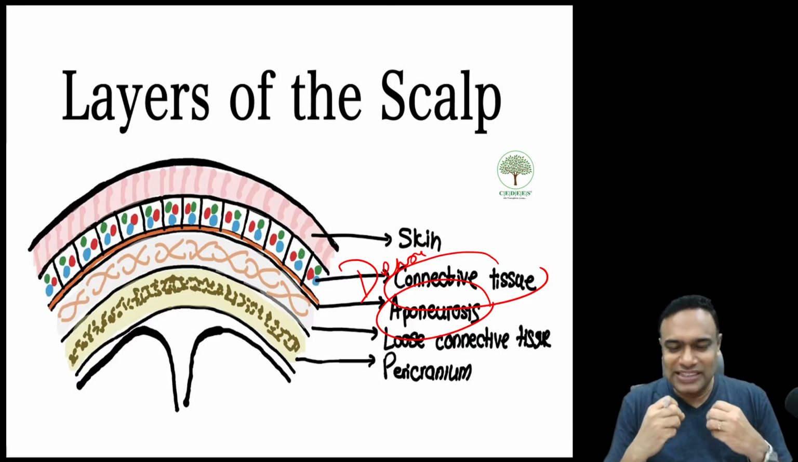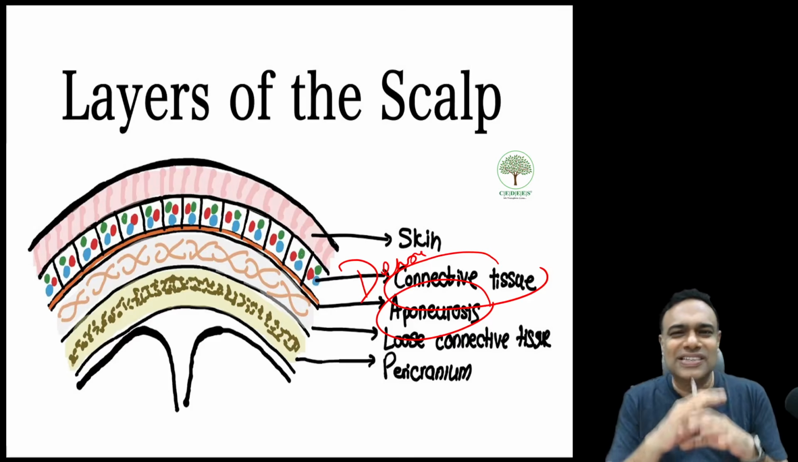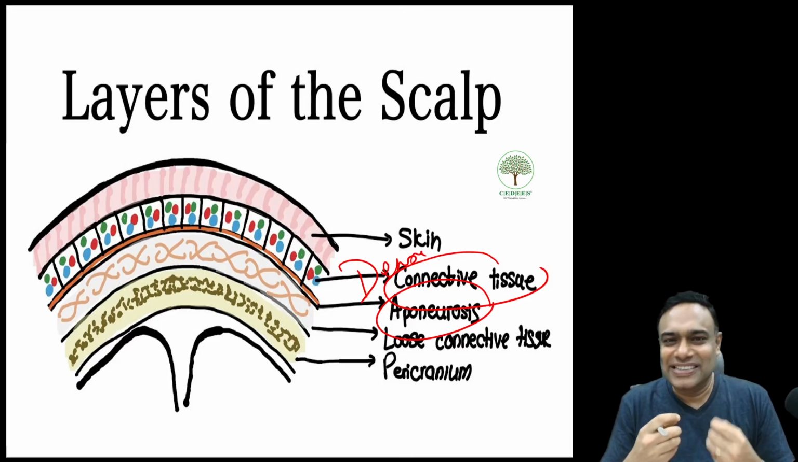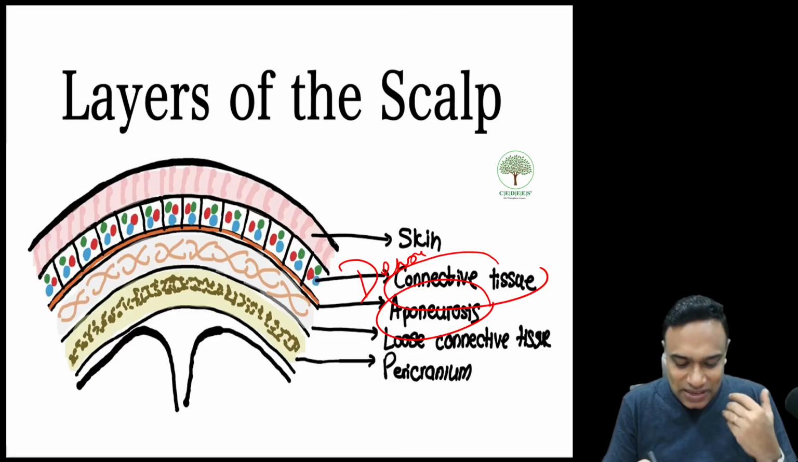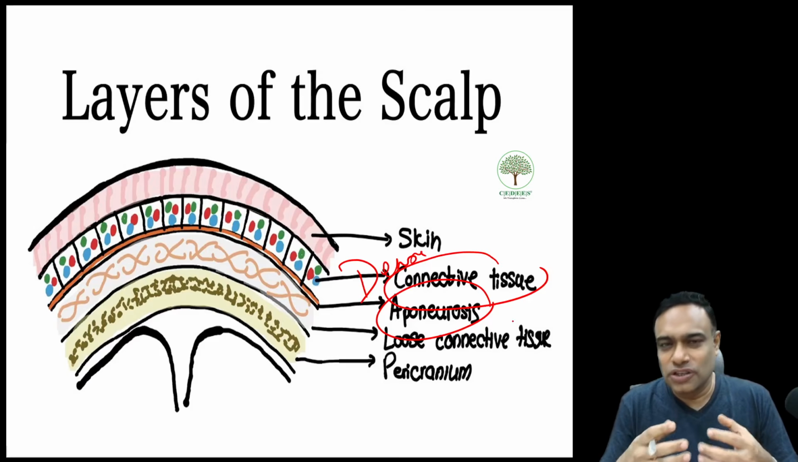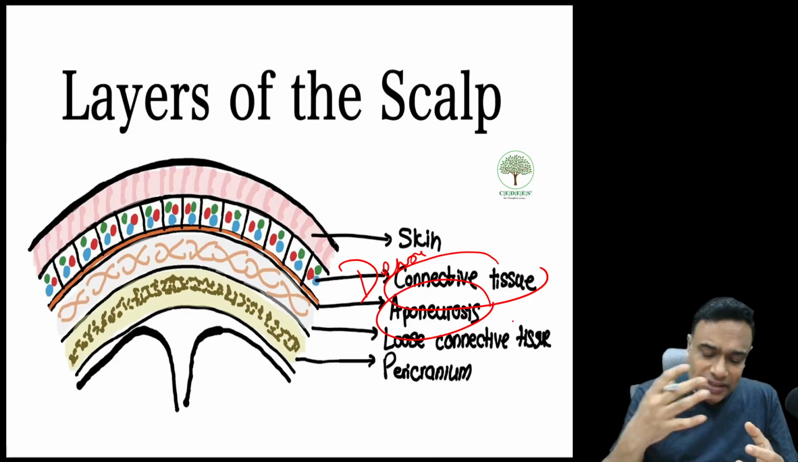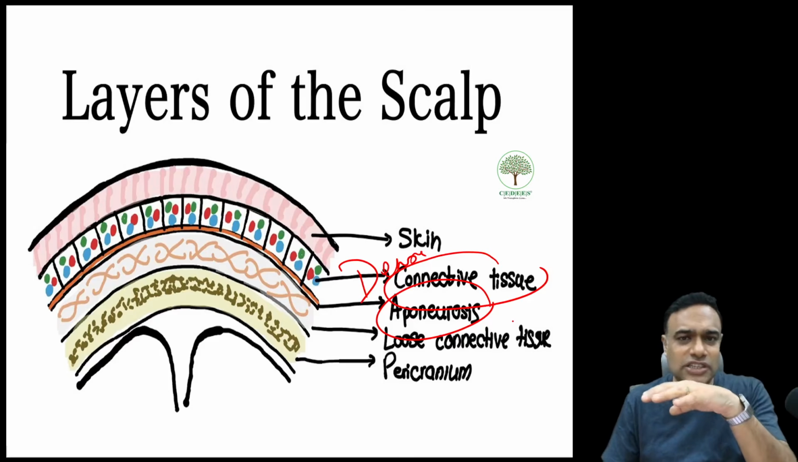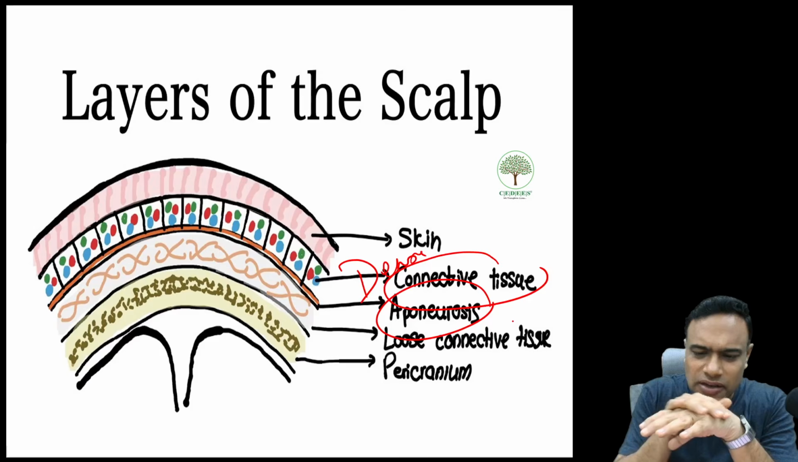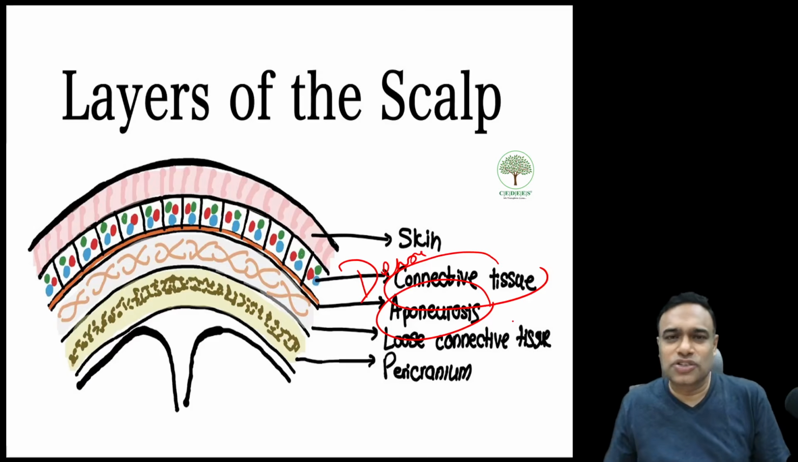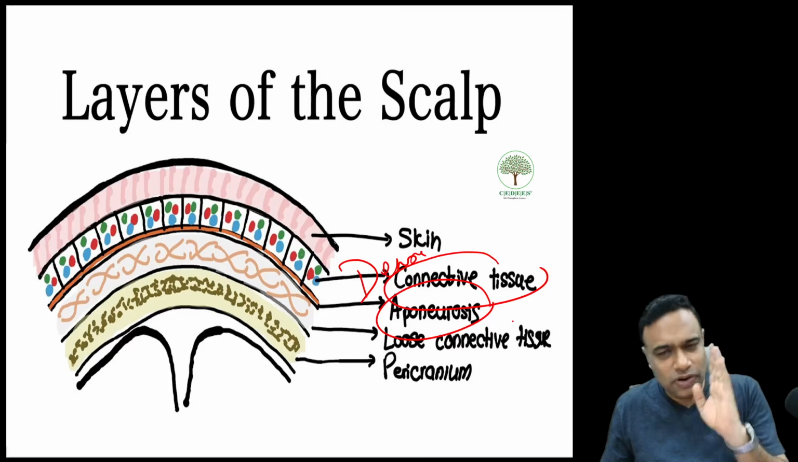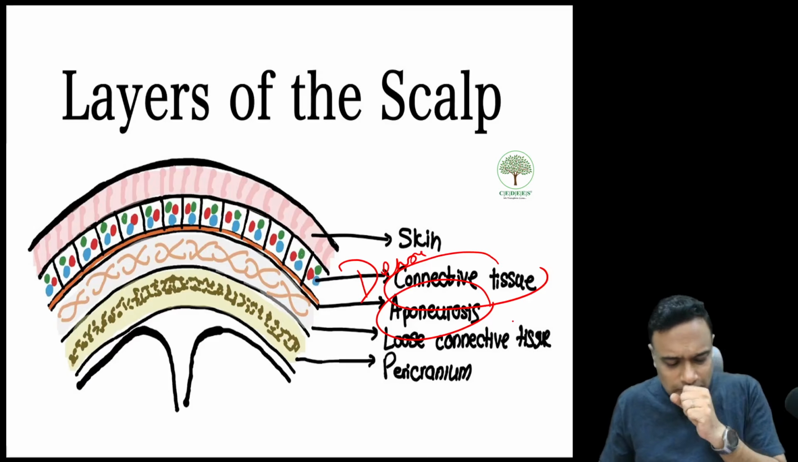So let's try to understand that they all look very simple. It's just disguised like that. But let's try to understand this a little more in depth, okay? Then the fourth layer is the loose connective tissue or the loose areolar tissue. You all know it's also known as the danger area. And the last layer is the pericranium. So if this is the skull, the thin layer which is just covering that is what is called your pericranium, right? All the five layers, you're good.